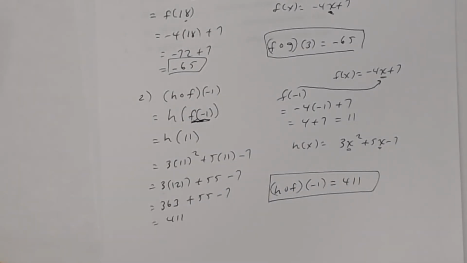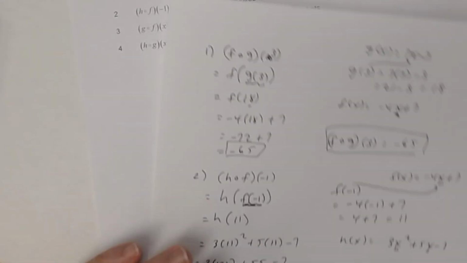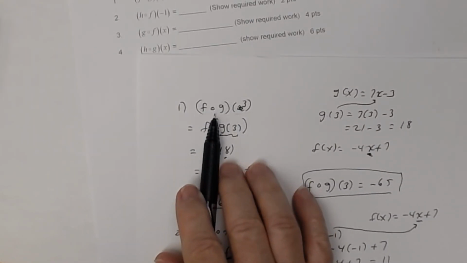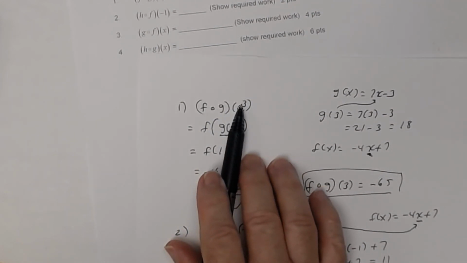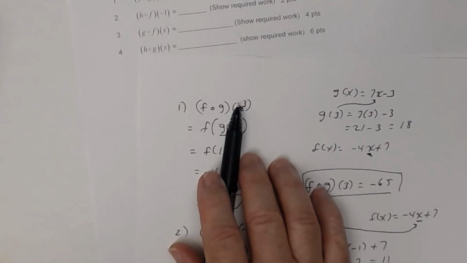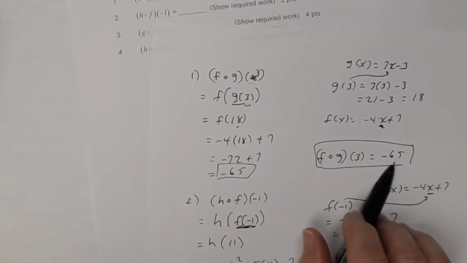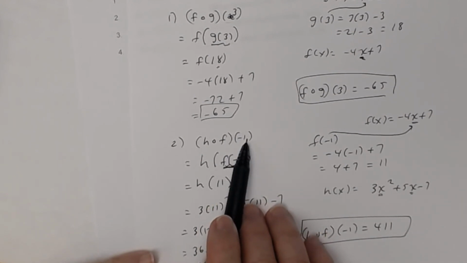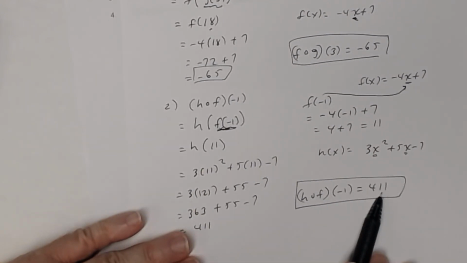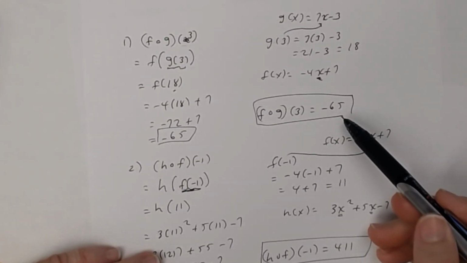All right, number 3. Before I go to number 3, notice I was composing two functions and evaluating it at a number. So I ended up with the answer being a number. Composing two functions at a number, my answer was a number. I guess I should say numerical value.